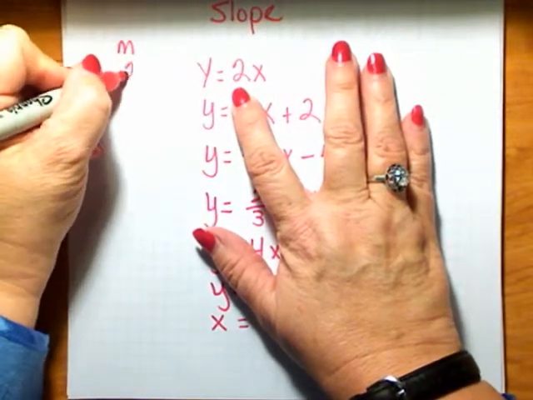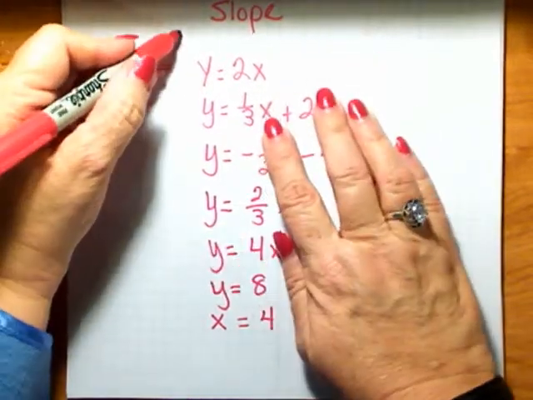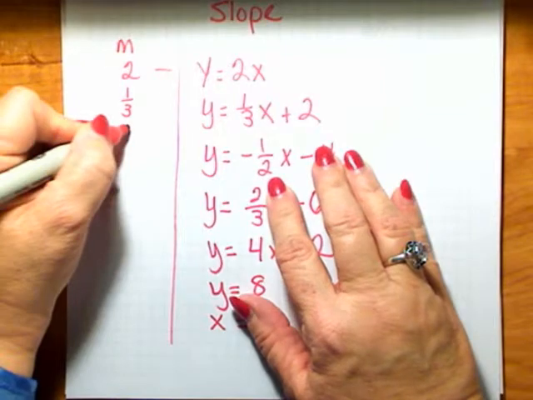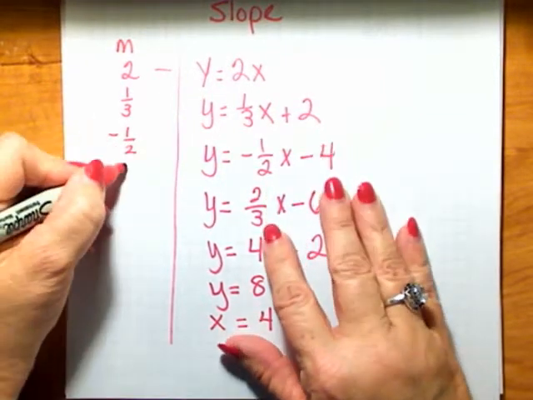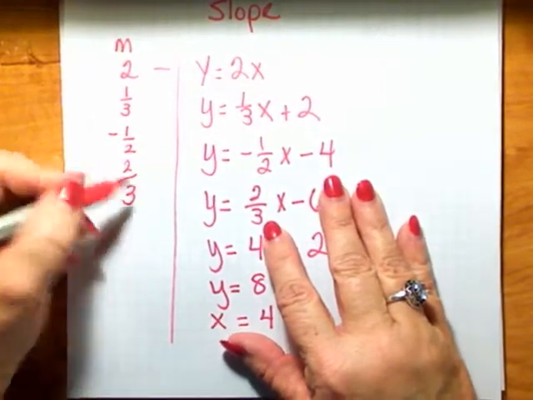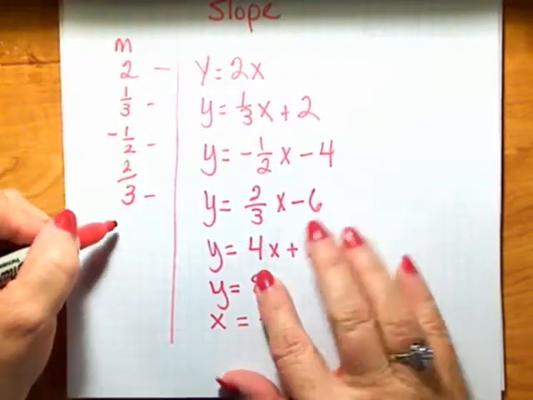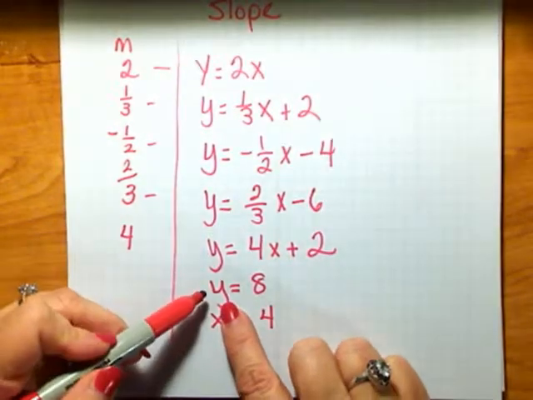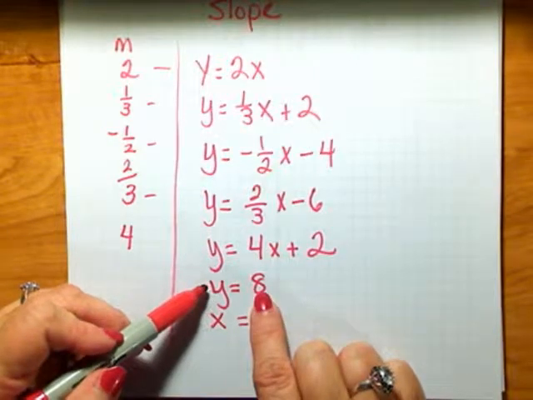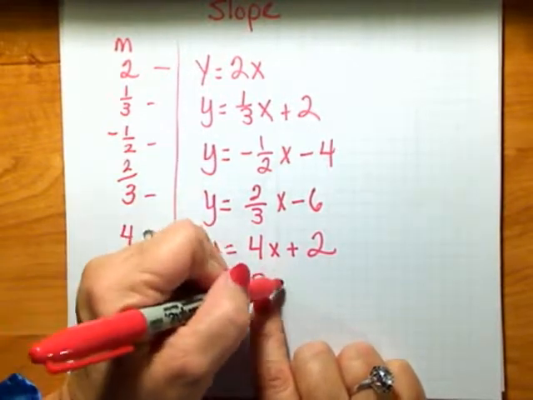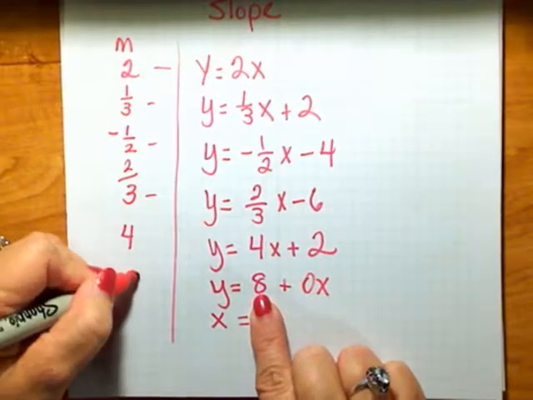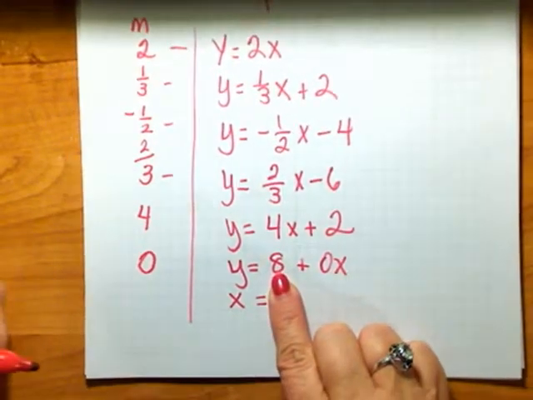So all I'm going to do is go down through here and put down what the m is. Okay, this m is 2. This one is 1/3. This one is -1/2. This one is 2/3. This one is 4. This one, now take a look at this. There is no number with the x. Okay, so that's like plus 0x. So the slope in this one would be 0.